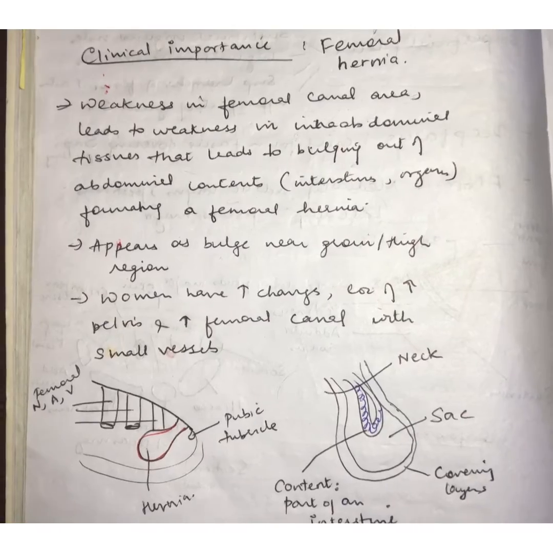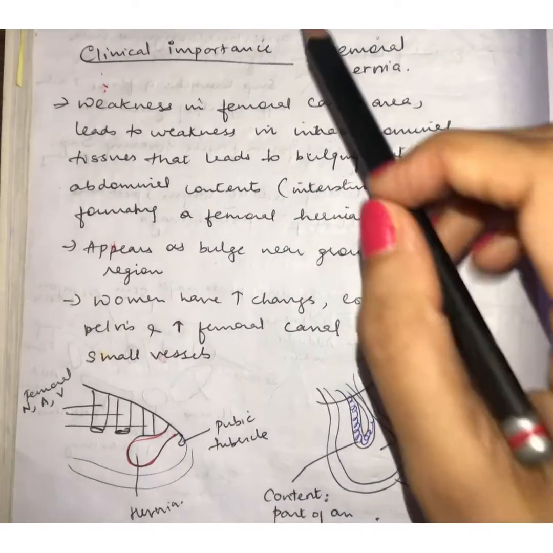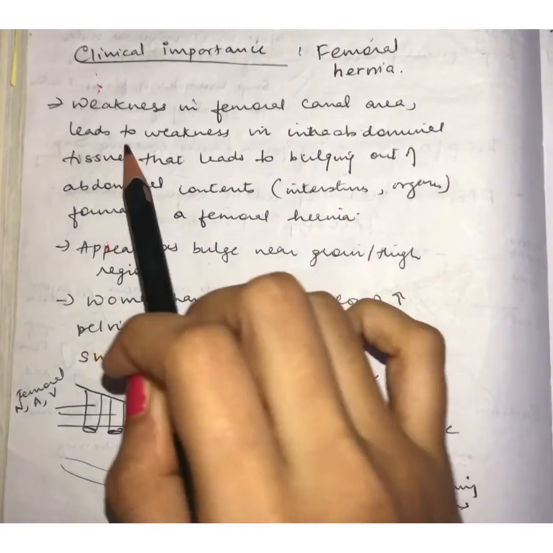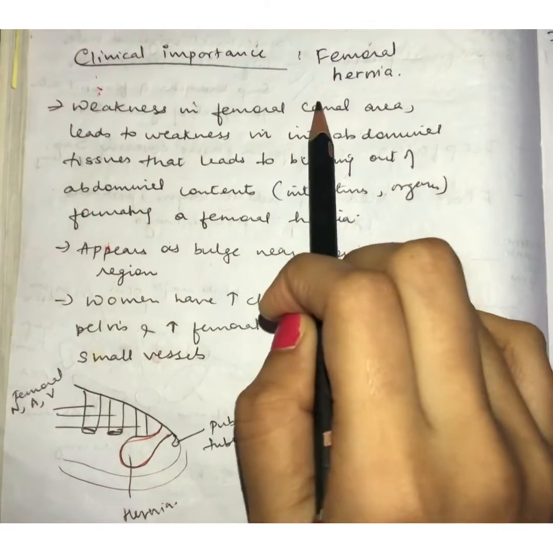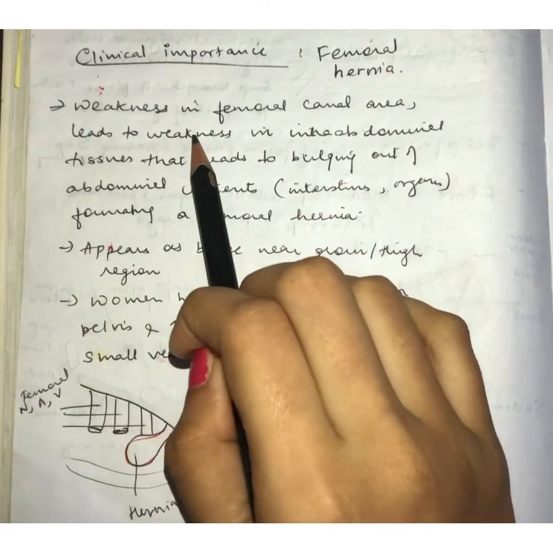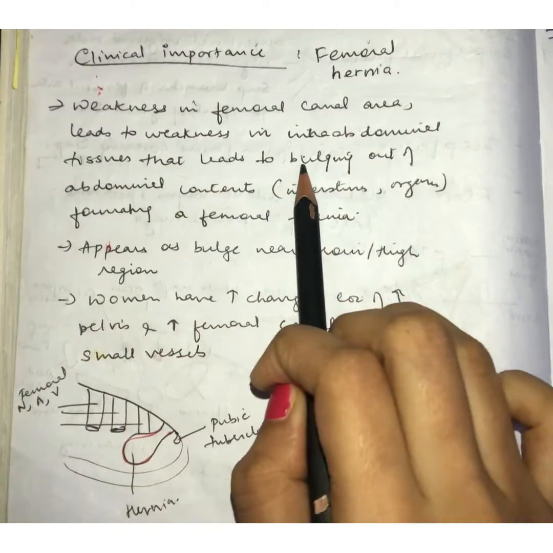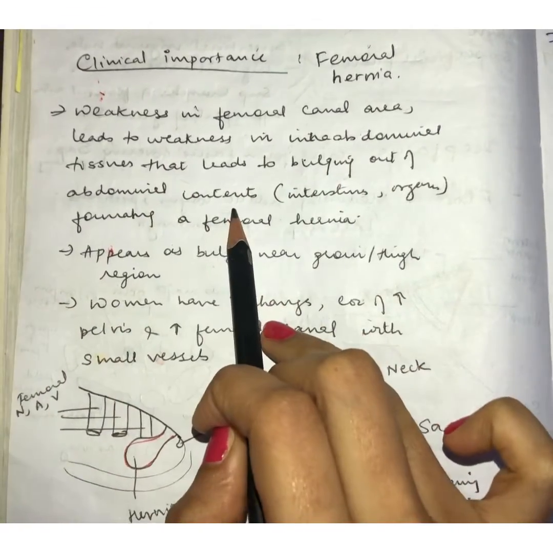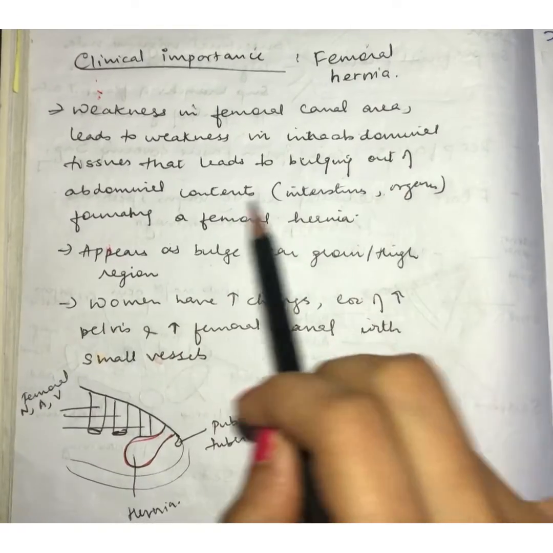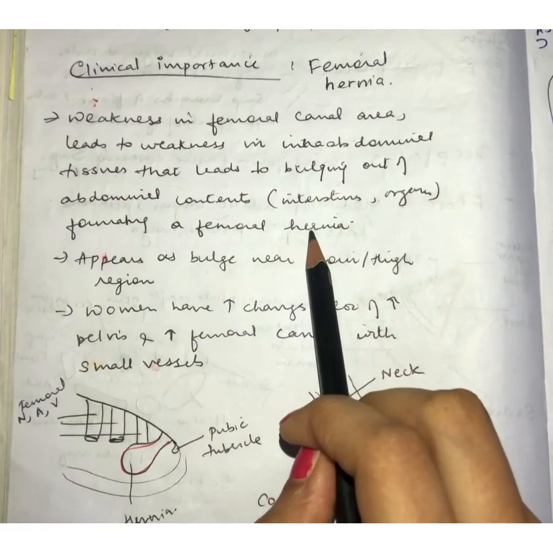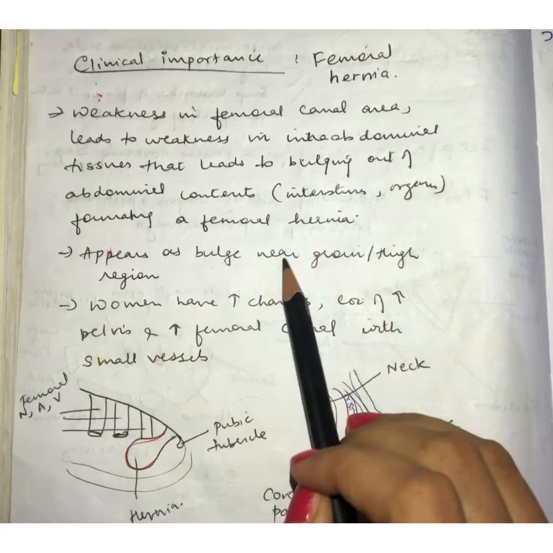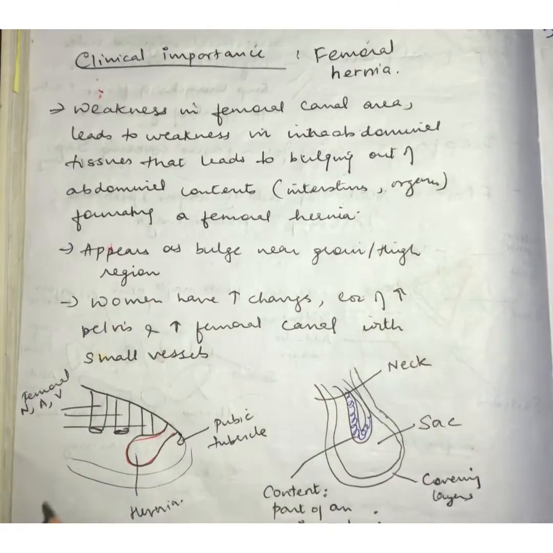The clinical importance of femoral triangle is femoral hernia. So it is the weakness in femoral canal area that leads to weakness in intra-abdominal tissue that leads to bulging out of abdominal contents such as intestines and organs, forming a femoral hernia. It appears as a bulge near the groin or the thigh area.